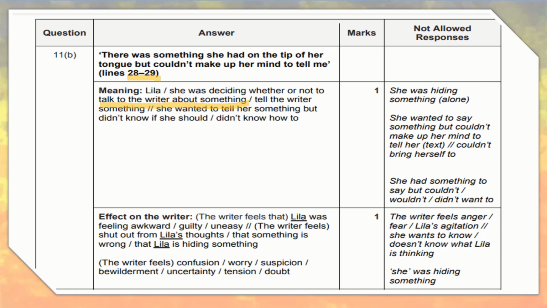Now, effect on the writer's mind. The writer feels that Leela was feeling awkward. Leela has something on her mind. Perhaps she is feeling guilty. She is feeling uneasy. The writer feels shut out from Leela's thoughts, that something is wrong, that Leela is hiding something. So any such meaning can be taken. The writer feels confusion. Now this is the effect on the writer: worried, suspicious, bewildered, uncertain, tense or doubtful.